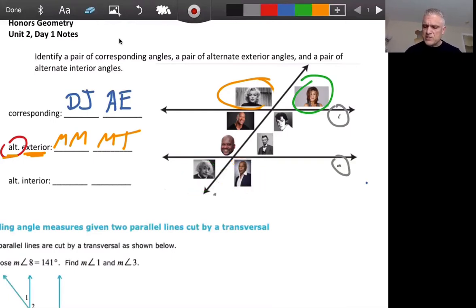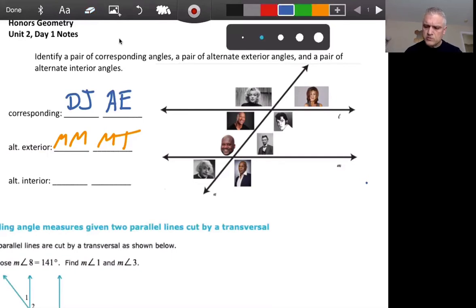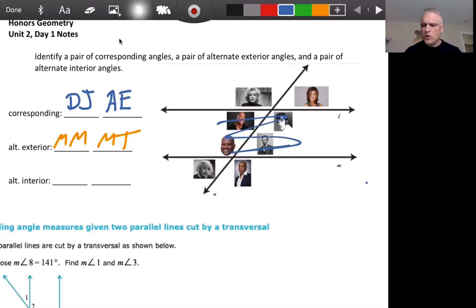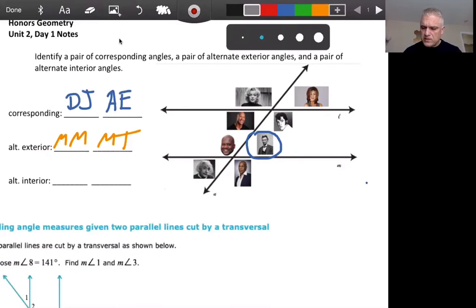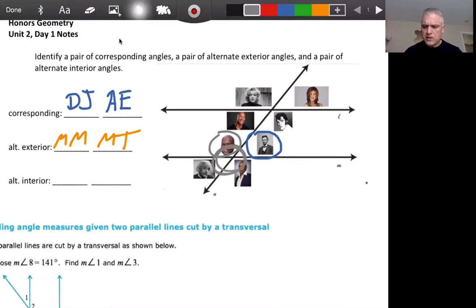So finally, we have alternate interior angles. Remember that the interior angles are the angles that are between the transversals. So if we look at those, pick any one of them. Let's pick Abraham Lincoln. Who is alternate exterior, or excuse me, alternate interior with Abraham Lincoln? Is it Shaquille O'Neal? They're a linear pair. Linear pairs are on the same intersection, and we are not going to have any relationships that are on the same intersection, right? So they are not alternate interior.